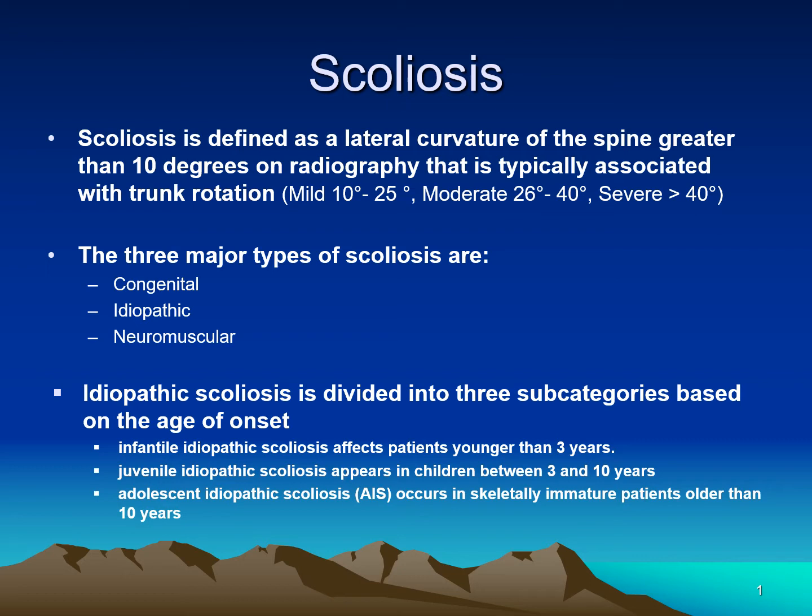Juvenile idiopathic scoliosis particularly appears around the pubescent years, but it can occur anywhere between 3 and 10 years of age. And then adolescent idiopathic scoliosis occurs in skeletally immature patients that are older than 10, typically when the hormones begin to kick in and the secondary growth centers begin to start.